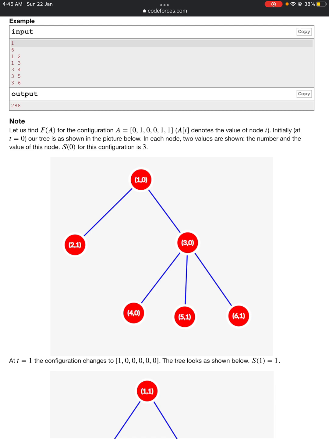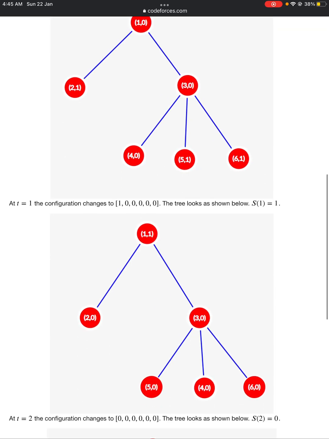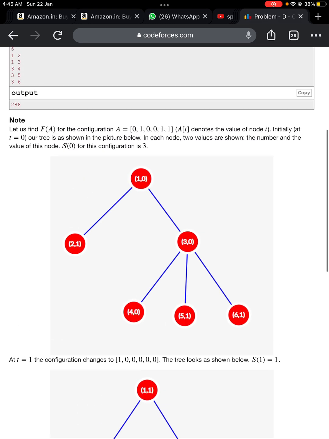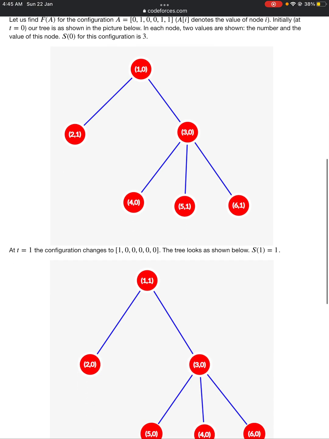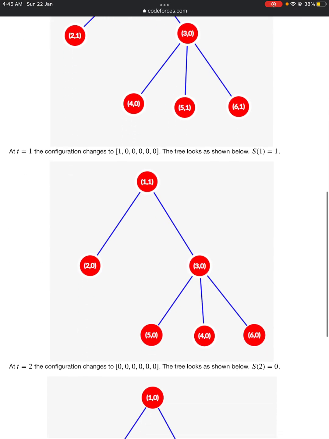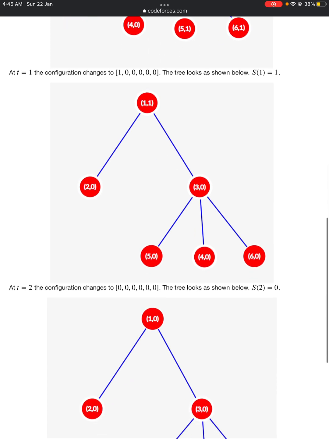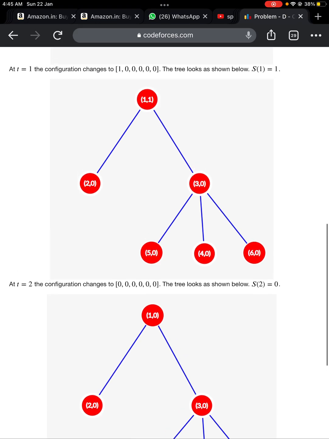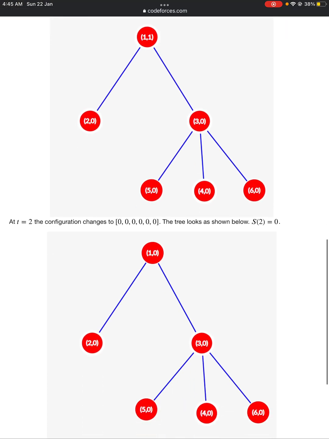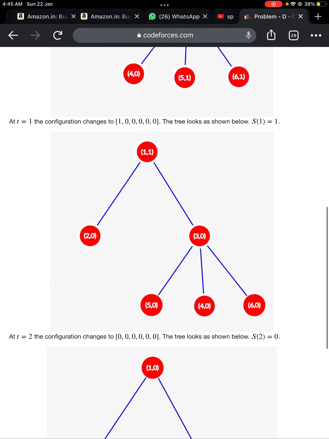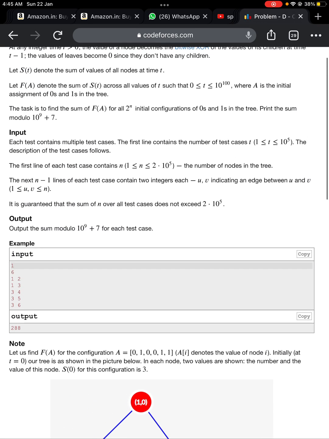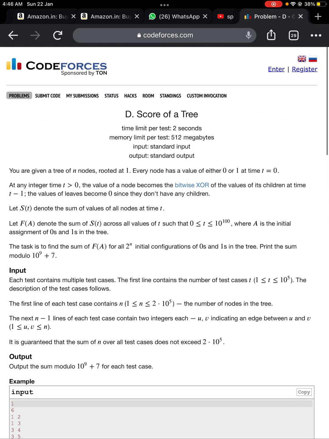So that would be, as you can see, 0. Similarly, for node 1, the bitwise OR of node 2 and 3 is 1, so its value at t equal to 1 becomes 1, while all the leaf nodes have value 0 at t equal to 1. Similarly, at t equal to 2, for finding the value of any node, you just have to OR the values of its children at t equal to 1, and that's it. Now this is the basic understanding, but the question is actually a bit different.